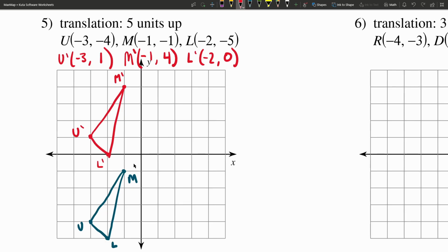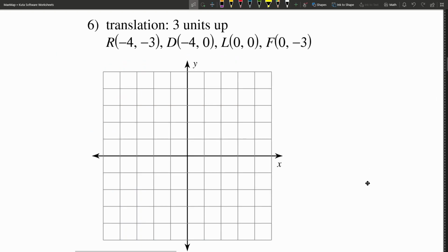Let's move on to number 6. Number 6, let's go ahead and graph our original figure for reference. And you know what? Before even doing that, let's go ahead and figure out the coordinates of our translated figure. So we're going to have R prime, D prime, L prime, and F prime. What are those going to be?